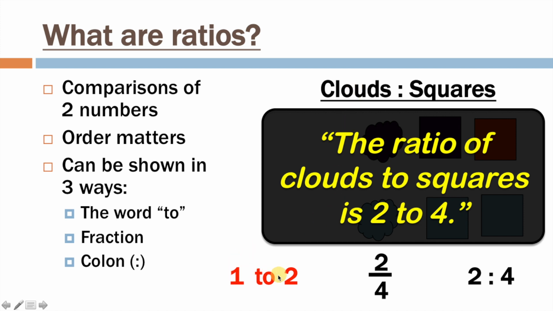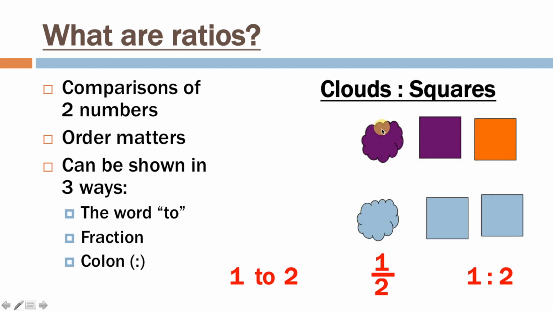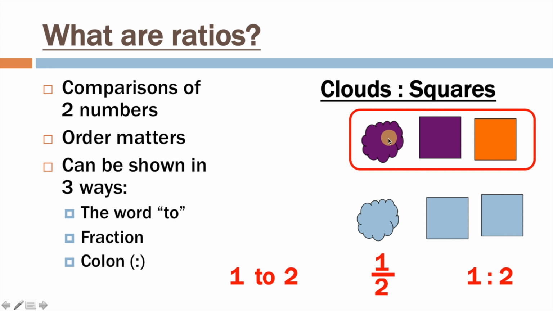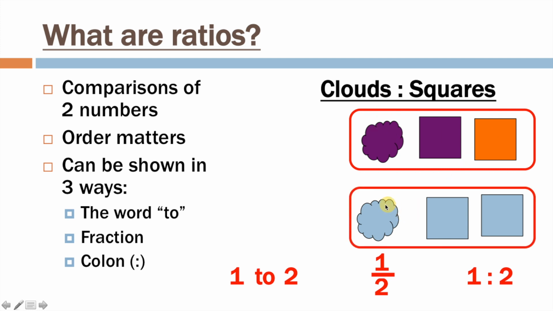Now if this is 1 to 2, then the fraction form will be 1 over 2, and the colon form will be 1 colon 2. And what this means is, again, for every 1 cloud, you can have 2 squares. Don't believe me? Check this out. I can make them into separate groups. This group here has 1 cloud and 2 squares. And this group here has 1 cloud and 2 squares.